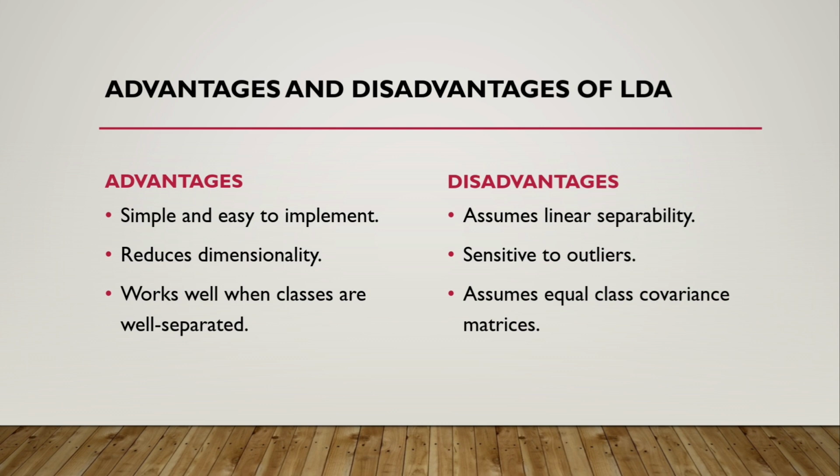Disadvantages are: LDA assumes that the data within each class is normally distributed and that all classes share the same covariance matrix. This might not always hold true in real-world scenarios. LDA is sensitive to outliers, as they can significantly affect the mean and covariance estimates. It only works well when classes are linearly separable. If the data is nonlinear, other methods like kernel LDA might be more appropriate.